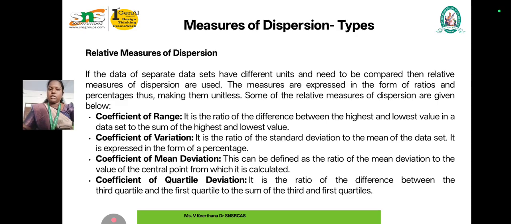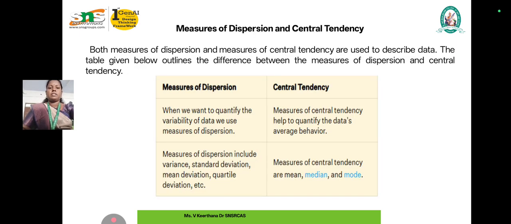For coefficient of variation, it is expressed in the form of a percentage. For mean deviation, we have to find the central point of the values. And in quartile deviation, it is the third quartile and first quartile, summing both the values. So we can see the difference between measures of dispersion and central tendency.